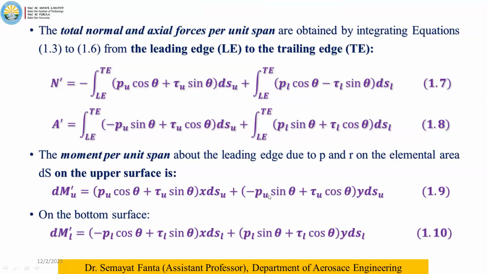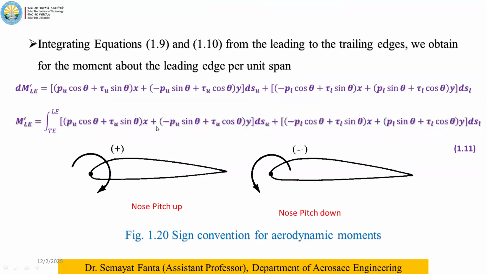So finally, summing up the upper and the lower moment, what we can get is the total moment about the leading edge. M_LE indicates moment about the leading edge. The representation of moment is: when the moment creates nose pitch up, we call it a positive moment, and if the moment creates nose pitch down, we call it a negative moment. So the moment about the leading edge is given in this equation. Finally, after some rearrangement, you can get this equation.